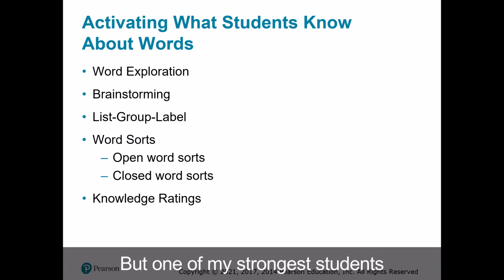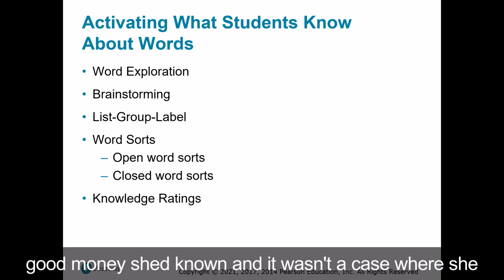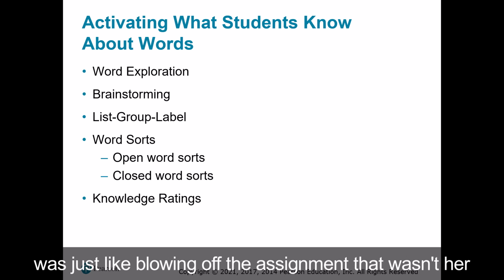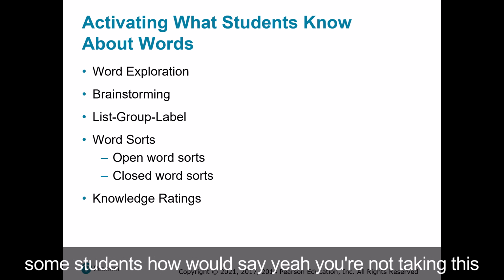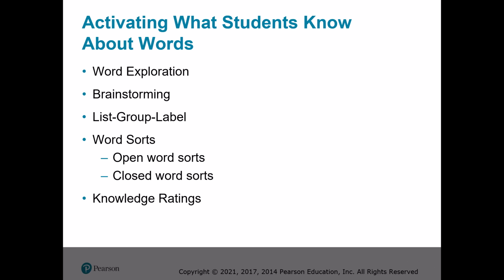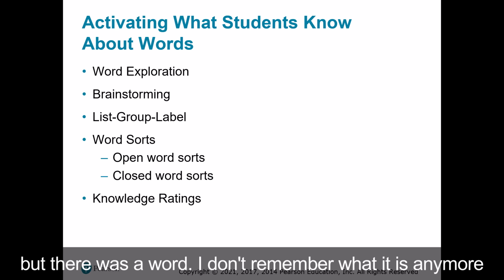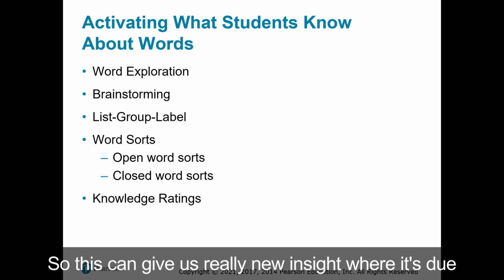But one of my strongest students gave herself a low rating on a word that I would have bet good money she had known. And it wasn't a case where she was just blowing off the assignment. That wasn't in her personality. I truly believe she was honest. There are some students where I would say, you're not taking this seriously because you gave yourself the same score for every word. It was clearly random. But there was a word, I don't remember what it is anymore, but I was positive she knew it, and she didn't. So this can give us really new insight into our students sometimes.